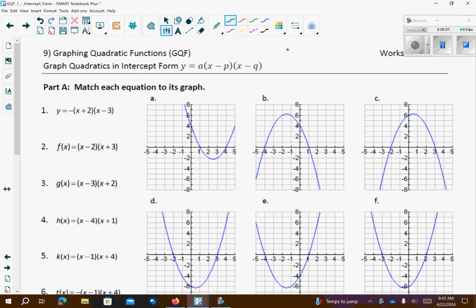This is going to be page 119. Let's run through these and see how we do. And it's also 120. All right, the first one.